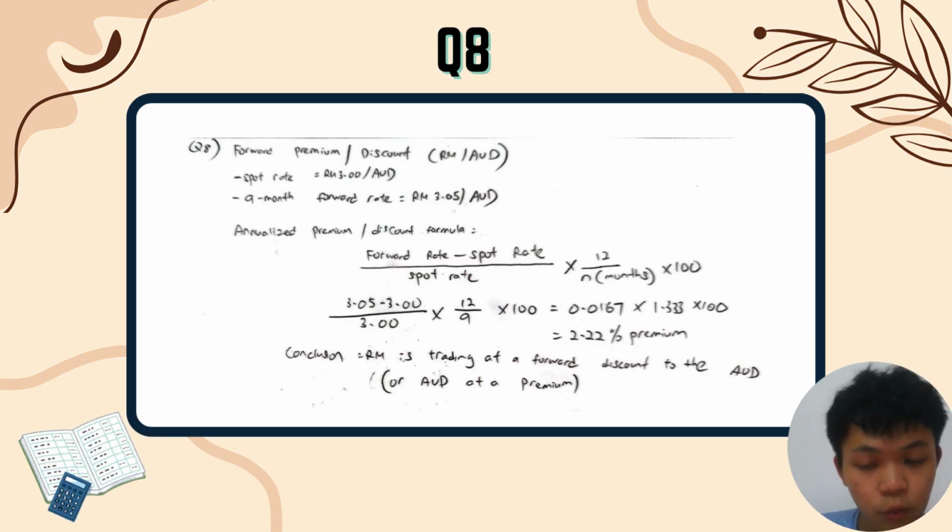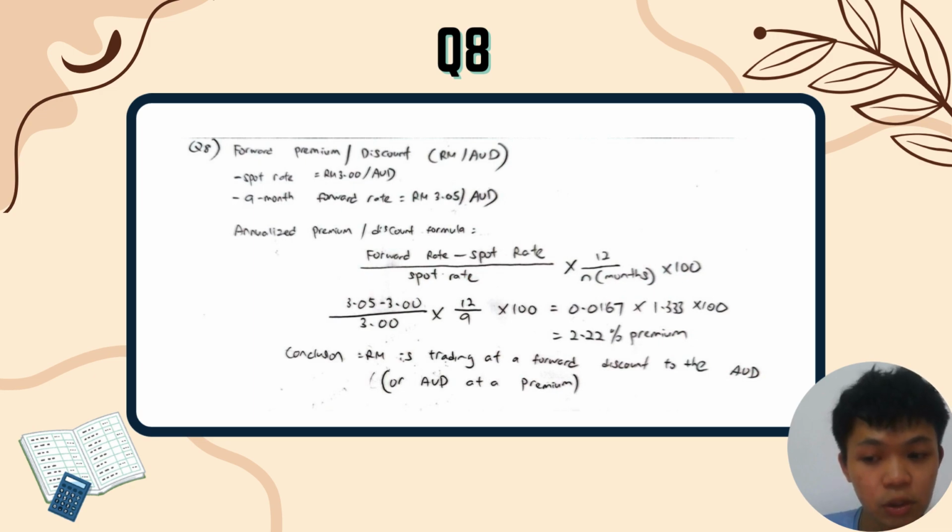Question number 8. We have the spot rate equal to RM 3 per AUD, and the 9-month forward rate equal to RM 3.05 per AUD. The forward premium or discount tells us whether a foreign currency, in this case, is expected to be more or less expensive in the future compared to today. This is useful for hedging and forecasting.